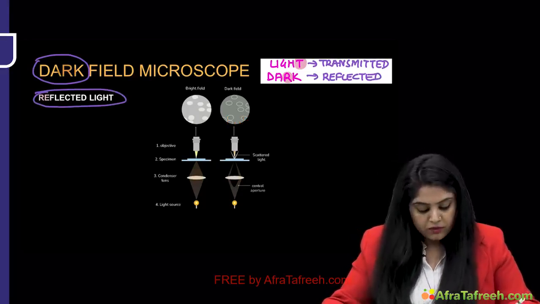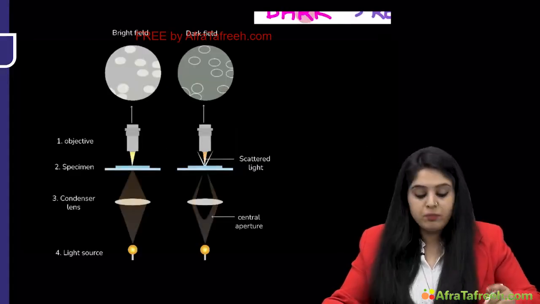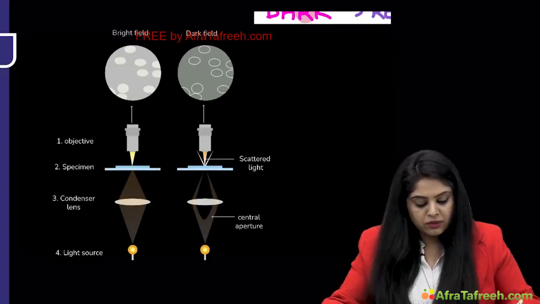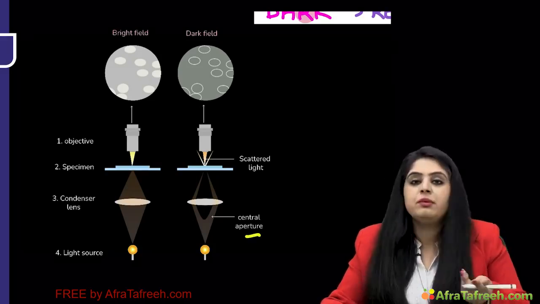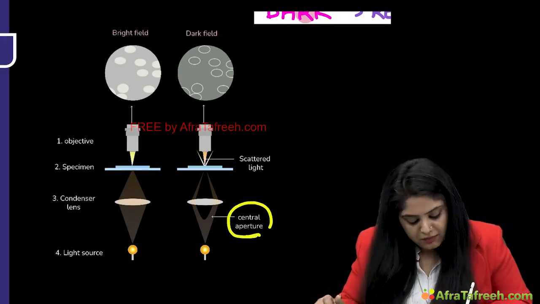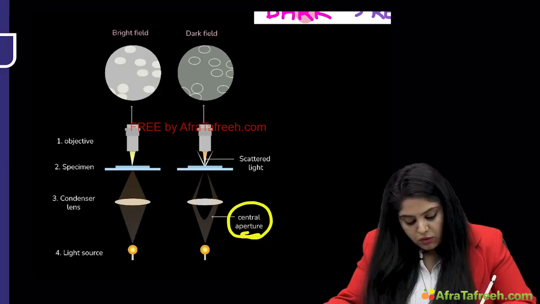Why are you calling it dark? Because there's going to be a dark background, and the light that you are using is reflected light. So if you look very carefully, I've shown you the difference between a light microscope and a dark field microscope. Do you notice what has happened over here? They have added something extra. Basically, you'll want to know how it is different from a routine microscope. They have added something called a central aperture. So you will see that there is a hollow cone of light.